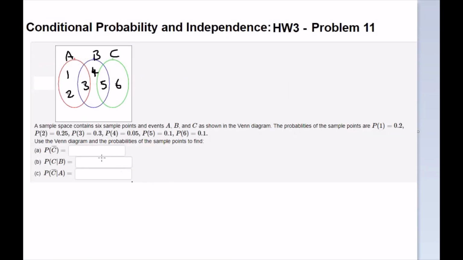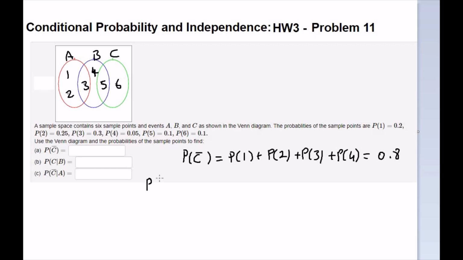Problem number 11. A sample space contains 6 sample points and events A, B, and C as shown in the Venn diagram. The probabilities of the sample points are given from P1 to P6. Using the Venn diagram, we're going to compute these conditions. Probability of C naught is the probability of 1 plus probability of 2 plus probability of 3 plus probability of 4, because it is outside of C, and if you put the values given above, you're going to obtain 0.8.